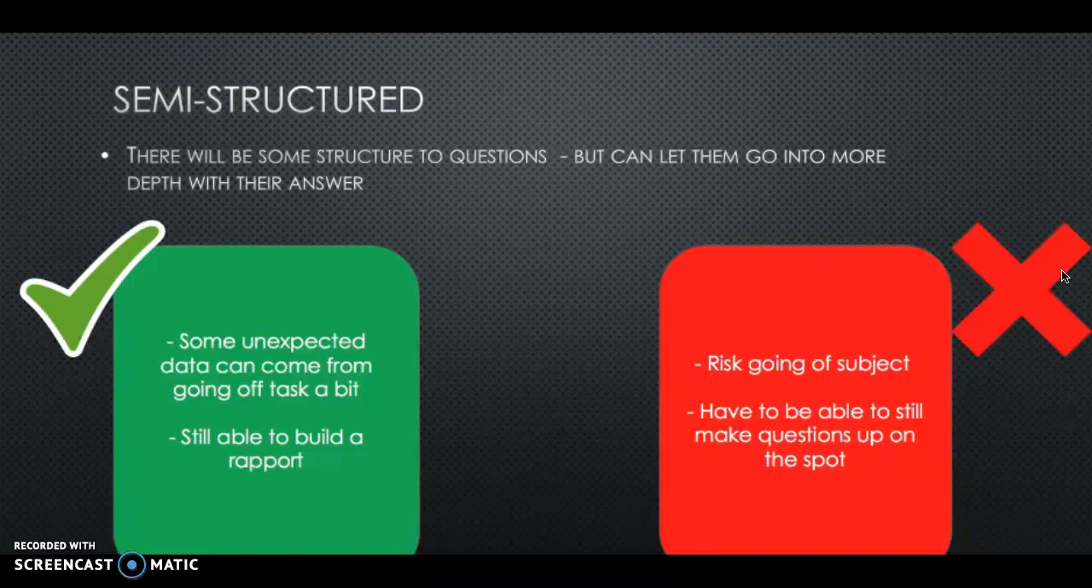So you can get some unexpected data. It can come from going a bit off task, and you're still able to build a rapport between you and the interviewee because you're not just asking them the questions, you're having a bit of a chat as well. Disadvantages are the risk of going off subject. If you go off subject, you're not going to get the data you wanted, and you have to be able to still make questions up on the spot.